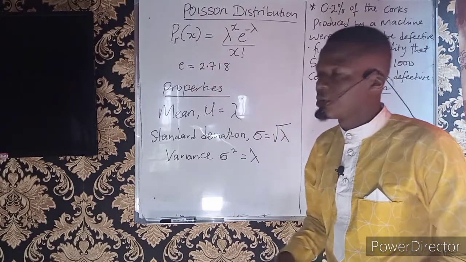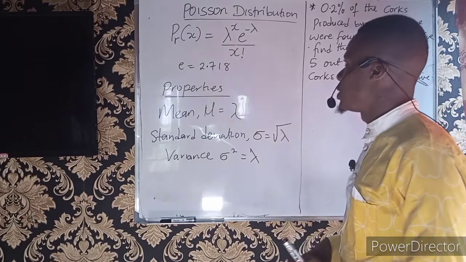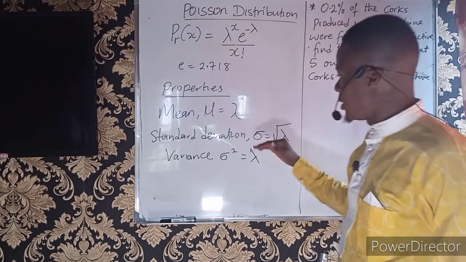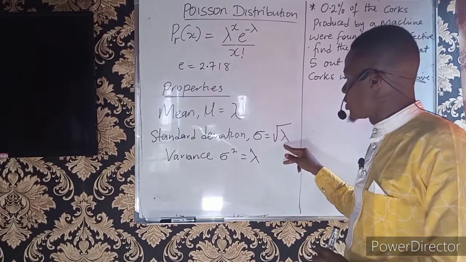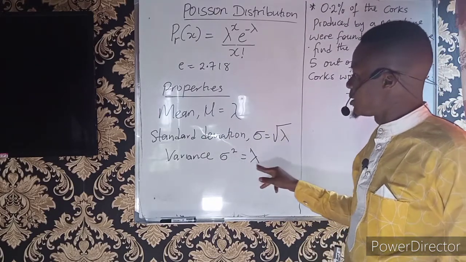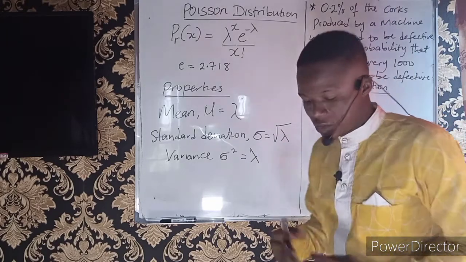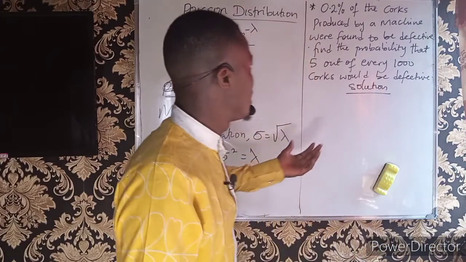Now, properties of the Poisson distribution. One property is that the mean is lambda. Another one is that the standard deviation is the square root of lambda, and the variance is lambda as well. So from these things we've learned, let us utilize them in solving this problem at hand.